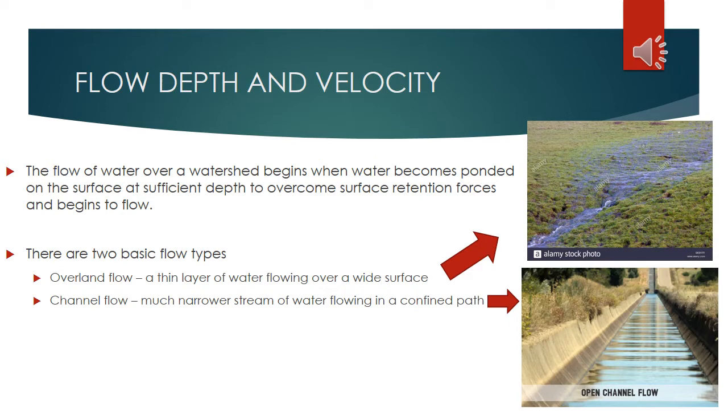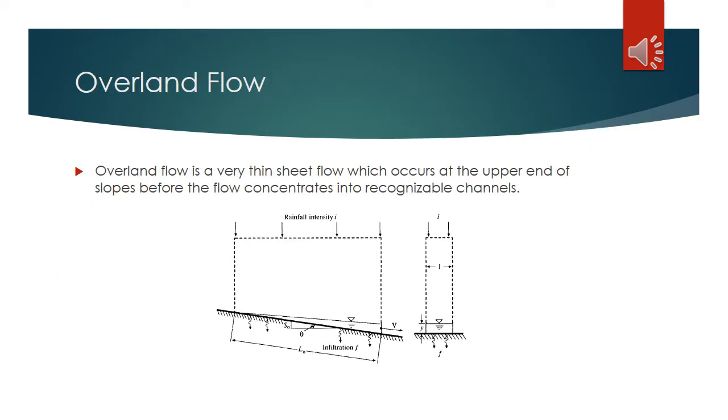Channel flow is a much narrower stream of water flowing in a confined path. Basically, it is like a concrete channel. We are combining all the water in the branches into this channel, and then it starts to flow, again due to gravity. So let's go through the first part, which is overland flow.